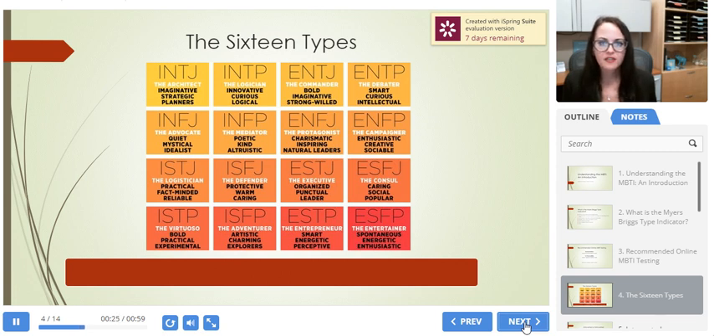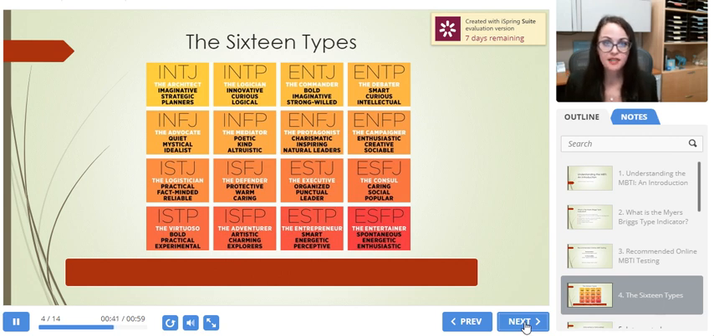And you probably see that there are different types of initials within these types. We call those dichotomies. So there are 4 different dichotomies or opposites. You're going to be either one or the other. You could be extroverted or introverted.